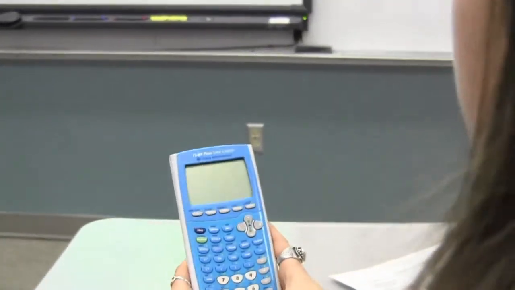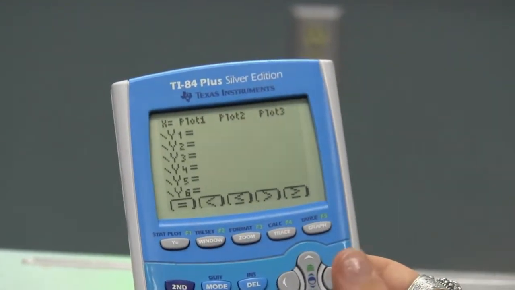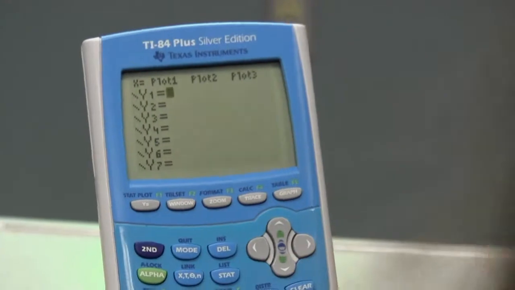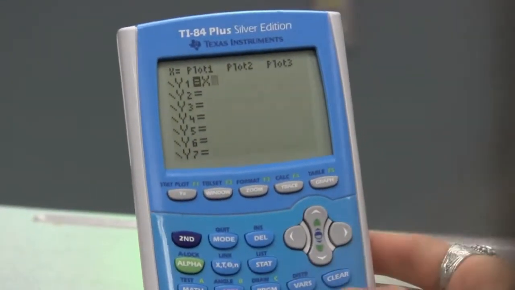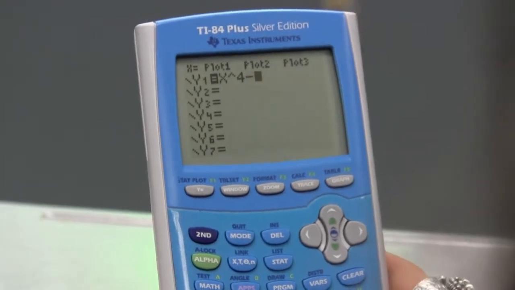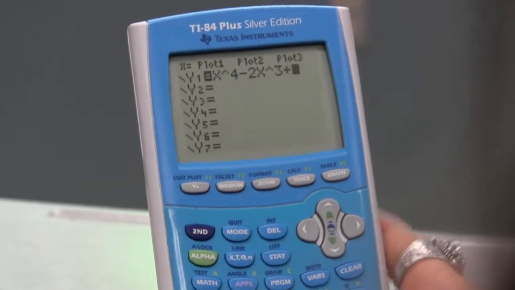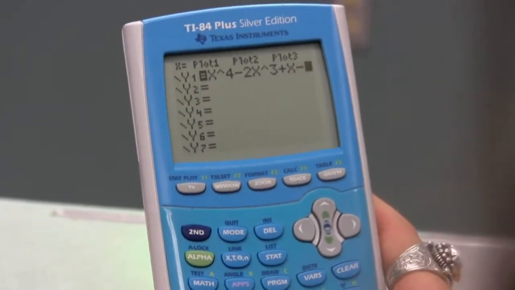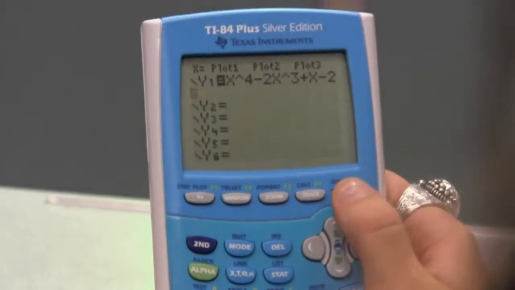Now I'm going to show you how to approximate the roots on your calculator. First, you're going to turn it on, then you're going to press the y equals button right there. So you see how nothing has been entered yet. It's because we're starting fresh and clean for our new equation. I'm going to press x to the fourth minus 2x to the third plus x minus 2. Now to graph it, you have to press this graph button right here. It's really handy, it just says graph.